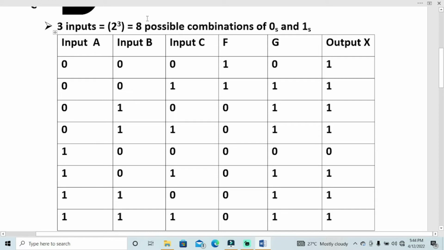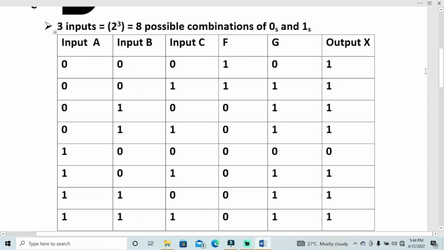So if there were 2 inputs, we would leave it at that. Even if the 2 inputs were represented by the letters A and C, we would not write C like this, because it will just be another input. We will write it like this at the position of B.